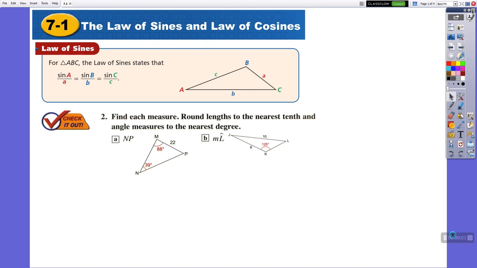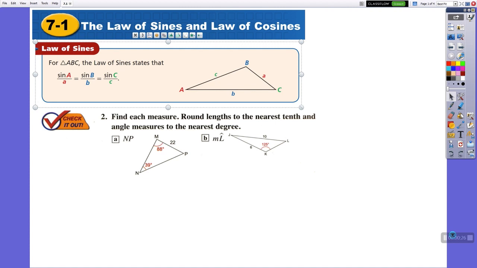Hi everyone. Today we are gonna start section 1, the law of sine and law of cosine. So this law, the law of sine, can be used for every triangle, if you are given two sides and one non-included angle, or two angles and one side. So here is the proportion.